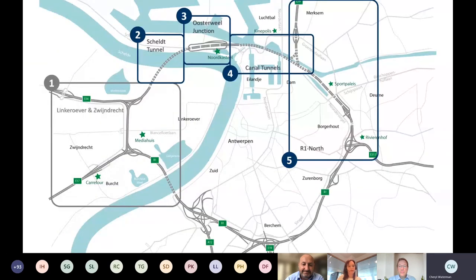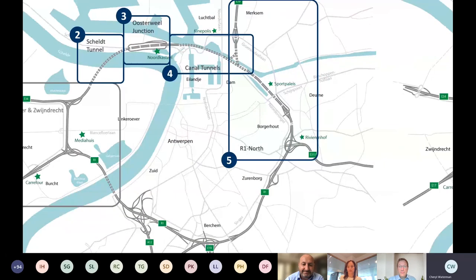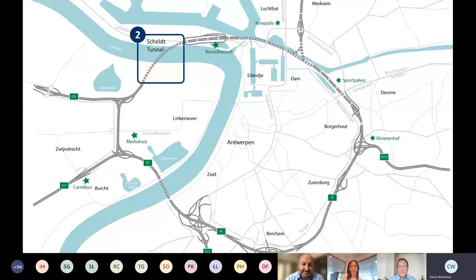So we have indeed 5 projects itself. The left bank project is already going on with a classic contract. And then we have 4 of them going into the market, or already in the market, with an NEC contract. The first one is the Scheldt tunnel, then the Oosterweel junction, the canal tunnels, and the R1 North. 2 and 3 are separate contracts. 4 and 5 is one contract. And then we have the Scheldt tunnel, and that's this one on the next picture. You will see it's a big tunnel with 2x3 lanes.